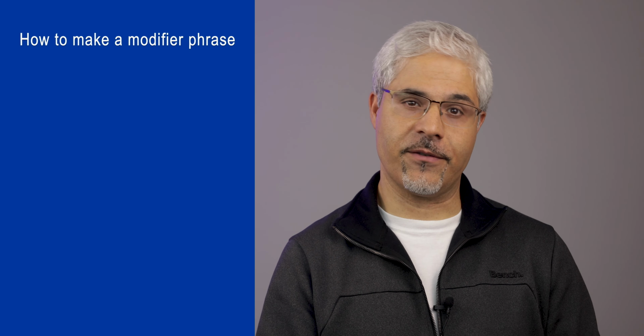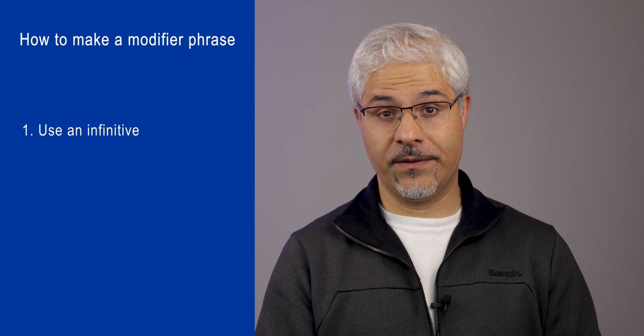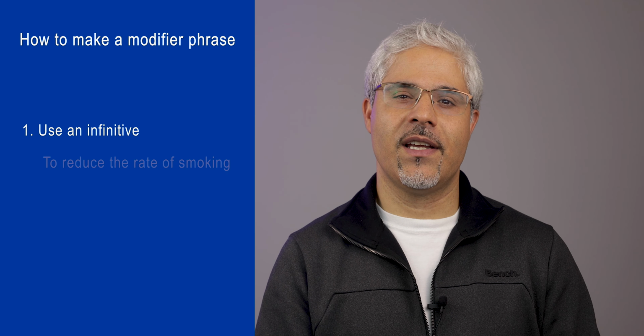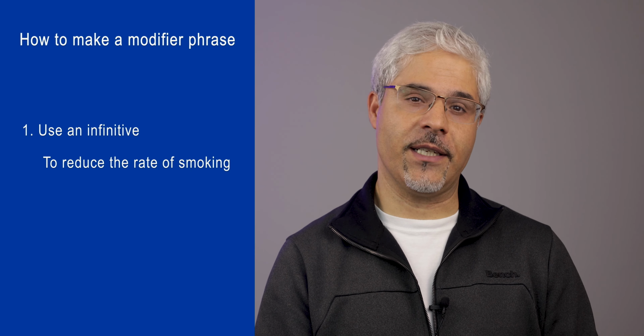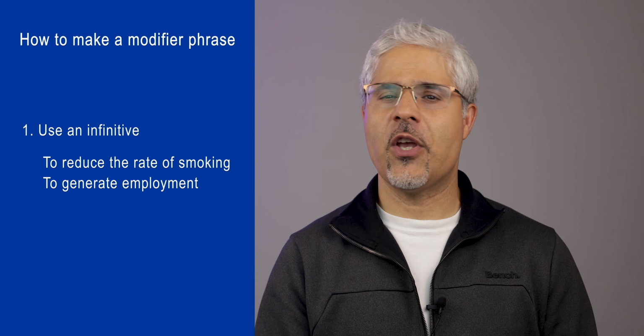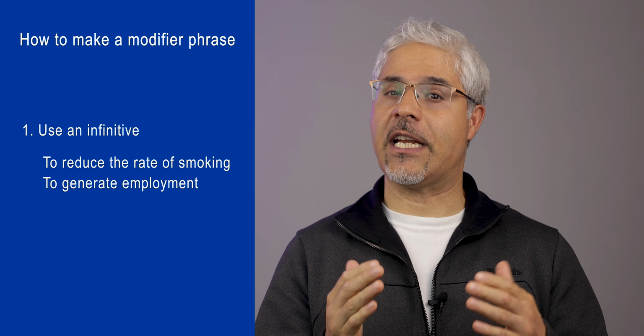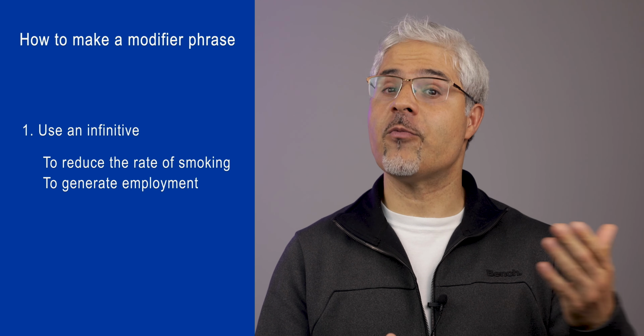Structurally, there are 4 ways to make a modifier phrase. First, you can use an infinitive. For example, to reduce the rate of smoking, to generate employment. So basically, to make an infinitive phrase, you need to use the infinitive of a verb and the rest of the phrase.